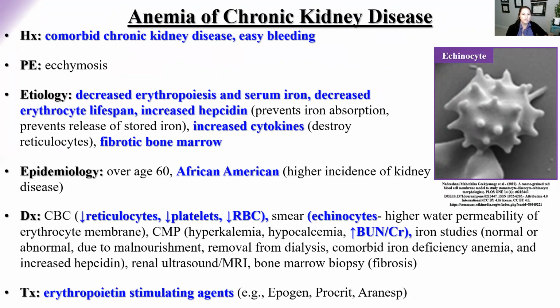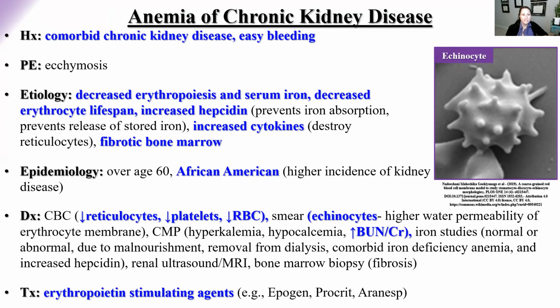The etiology of this in chronic kidney disease, there's decreased erythropoiesis, so we're not making enough red blood cells. We'll also have a deficiency in serum iron, a decreased erythrocyte lifespan, so they're being killed off quicker, and an increased hepcidin. Hepcidin prevents the iron to be absorbed in the red blood cell, and it prevents the release of stored iron. So there's a lot of things going on here.